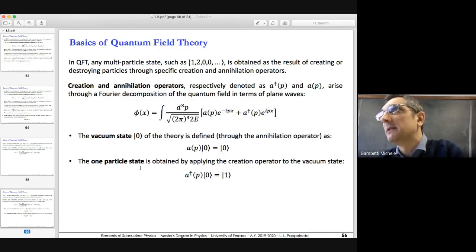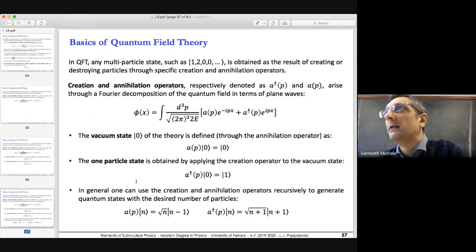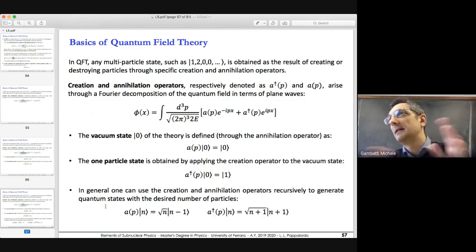The one particle state, as a consequence, is obtained by applying the creation operator to the vacuum state. So you start from your vacuum state, you apply the creation operator, and you create now one particle. Okay? And in general, of course, one can use the creation and the annihilation operators recursively to generate quantum states with the desired number of particles.